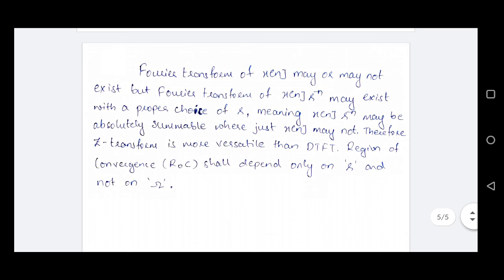Now, what is the nature of the region of convergence, and what are the properties of the region of convergence? We'll be going through these in the next video lecture.